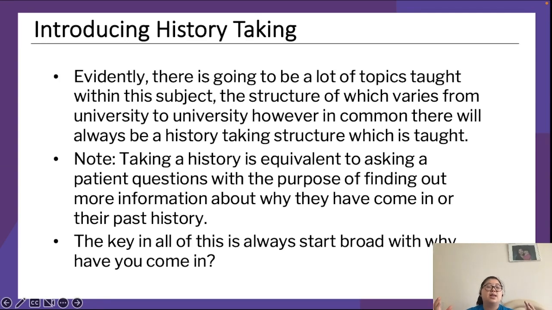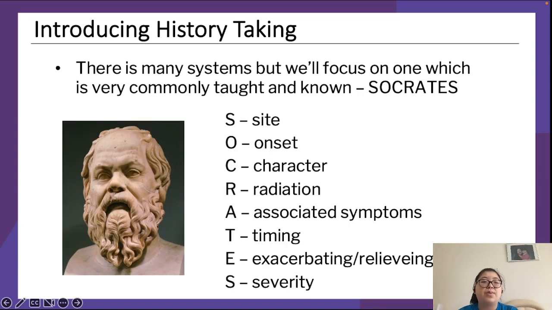And there are a lot of different ways this is taught, and it will vary from university to university, but there will always be a structure which is taught. A really common one that I went with, because it's probably the most common one which is taught, is Socrates. The one that's actually taught at Monash is not Socrates. It's like WWQQAA BIC, so it's a little bit different. And that stands for where, when, quality, quantity, associated features, alleviating, aggravating, beliefs, impacts, concerns, and expectations, right? So that's the model that we use.